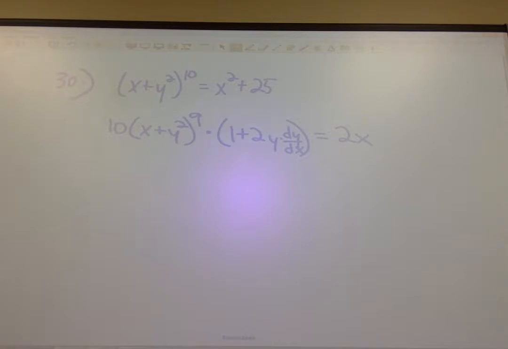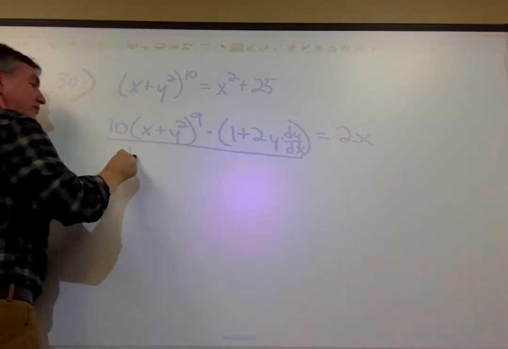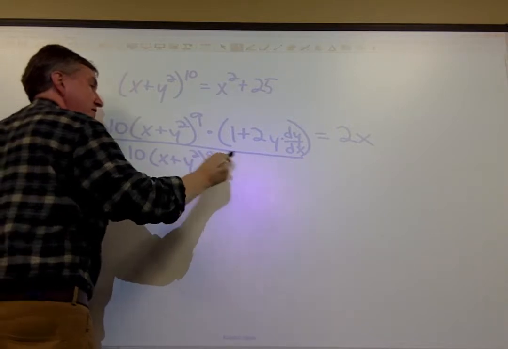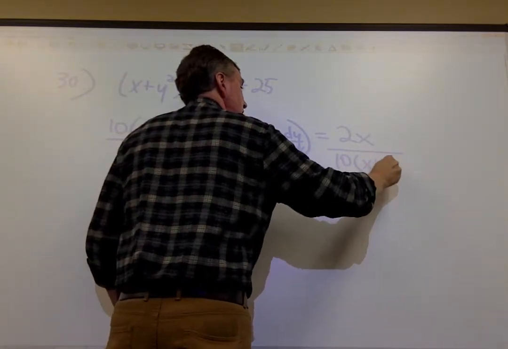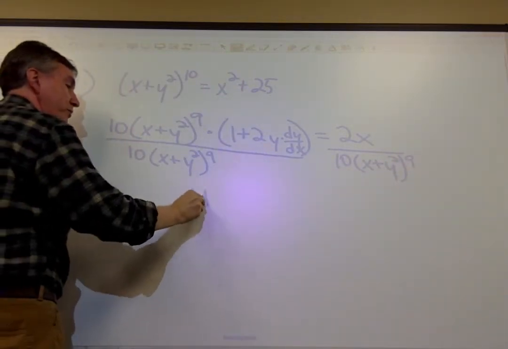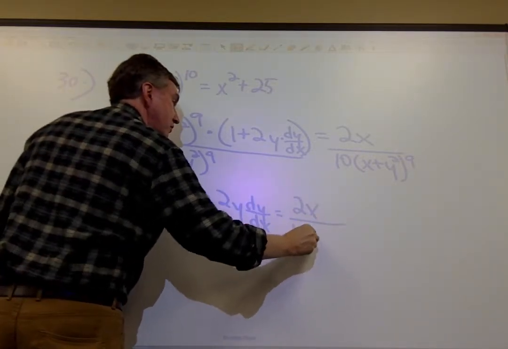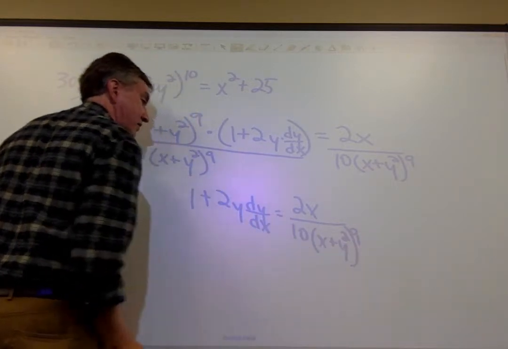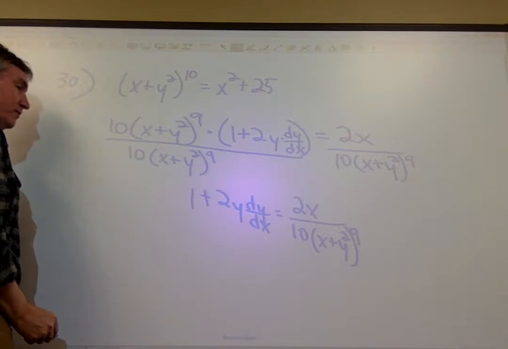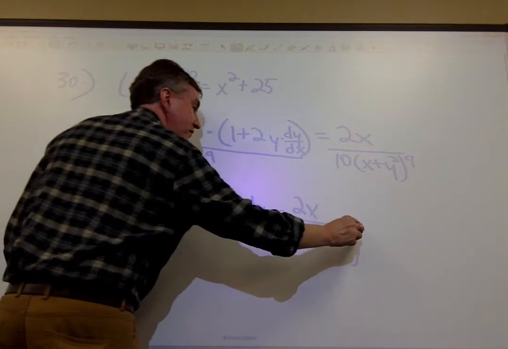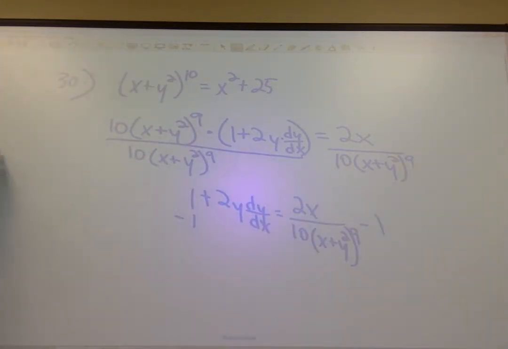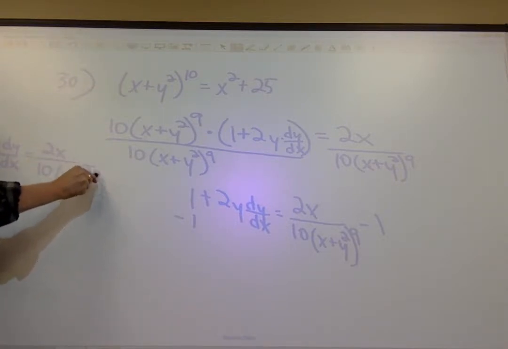How am I going to get that dy dx by itself? Yes. Divide by 10 x plus y squared to the 9th. And that leaves 1 plus 2y dy dx equals that. Then what? Minus 1, 2y dy dx equals 2x over 10 x plus y squared to the 9th minus 1.